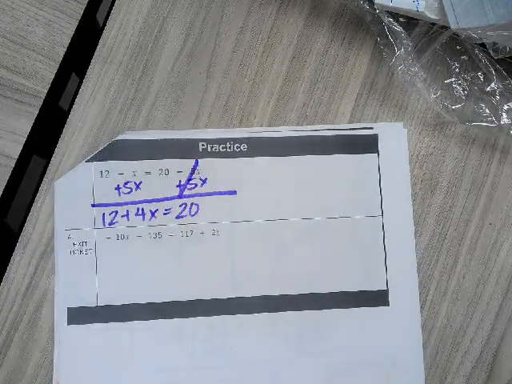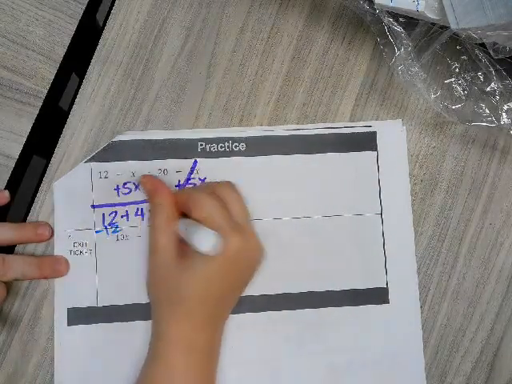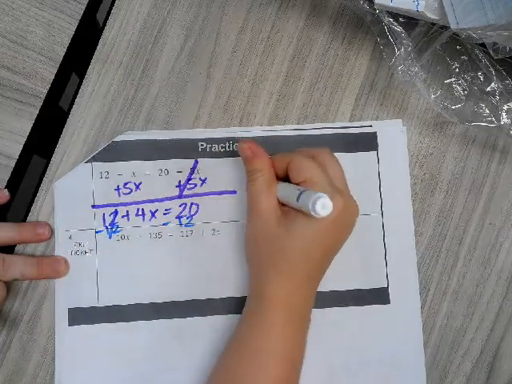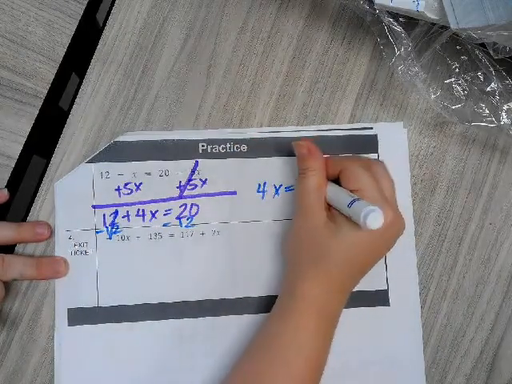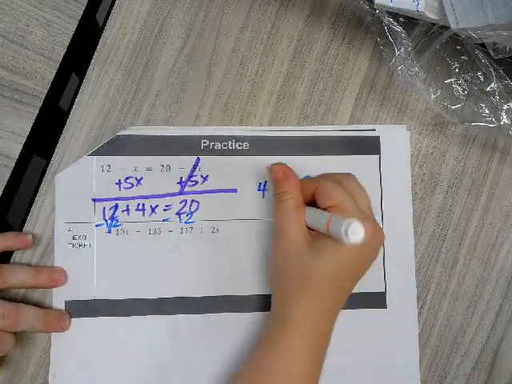Now I'm going to put my constants together. Minus 12 here, minus 12 here. So we get 4x equals 8. What can you multiply to 4 to get 8? That is 2.